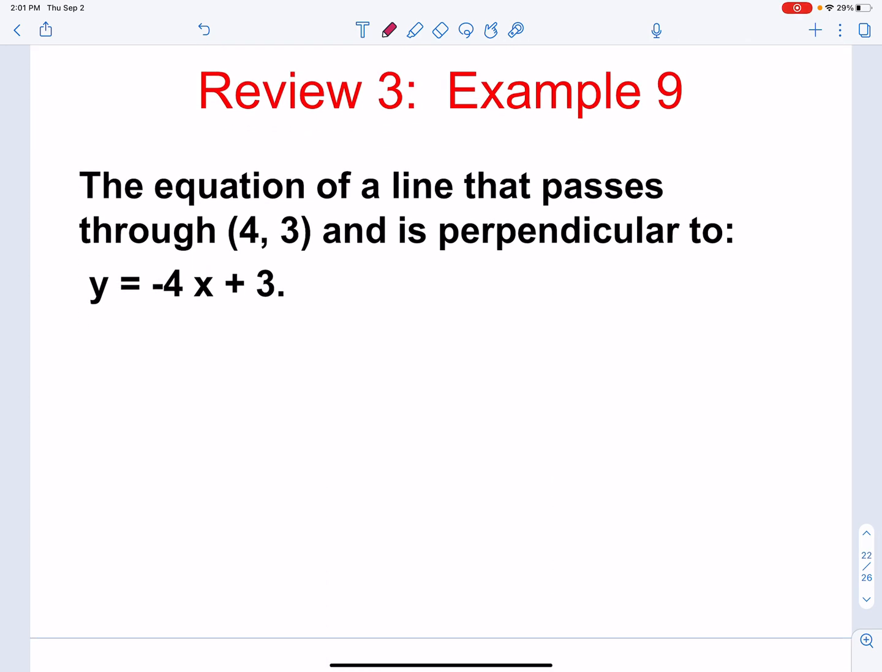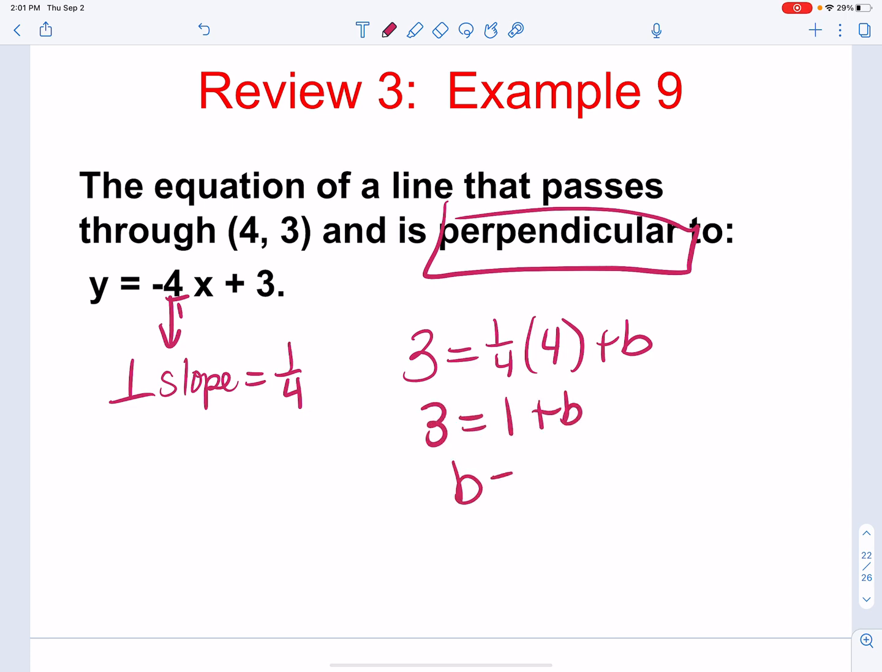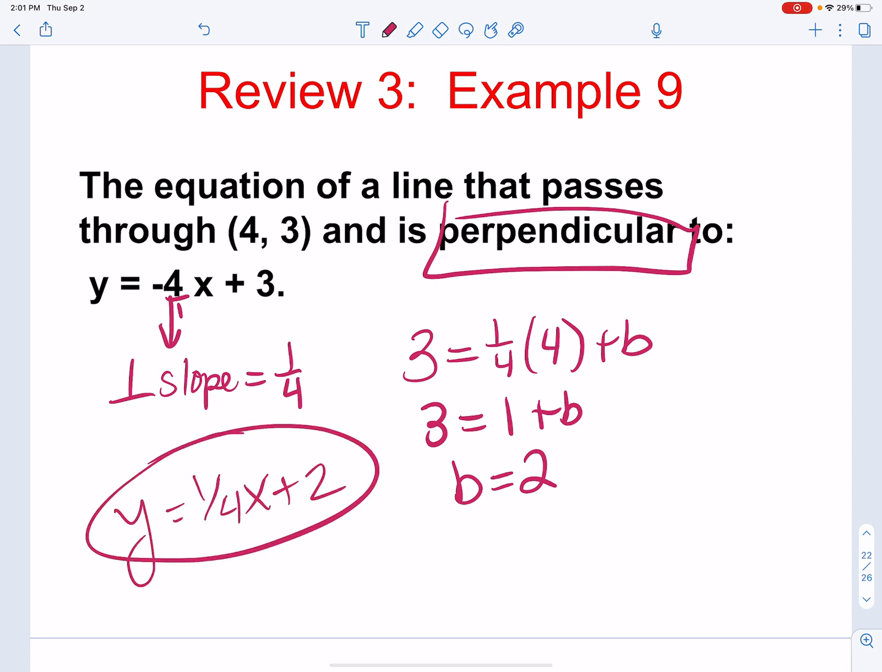On this one, it's perpendicular, so that means if my slope is -4, my perpendicular slope, this is really 4/1, so if I flip that, it's going to be 1/4. So I'm going to do y equals mx plus b, so 1/4 of 4 is 1, and when I subtract 1, my b is 2, so I would have y equals 1/4 x plus 2. I am not going to work it the other way because I feel like I've done it enough.